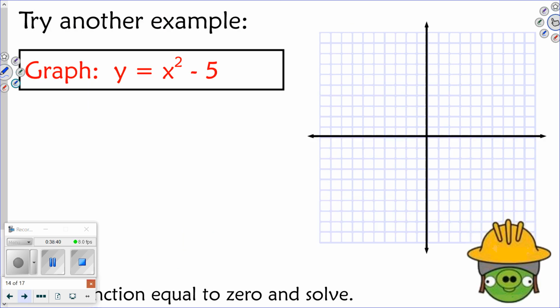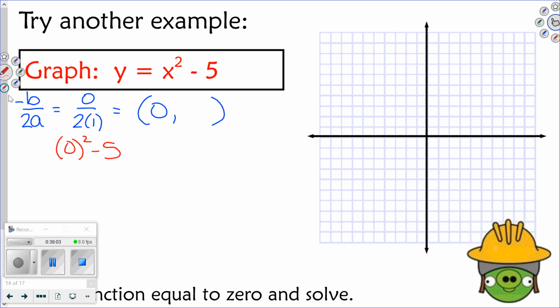So y equals x² - 5. Okay, so if I'm going to graph, -b over 2a. My b value is 0 over 2 times 1, which is just going to be 0. If I plug 0 back in, it's just -5. So there's your vertex, 0, -5. So then my axis of symmetry, or that fold line, is going to be right over top of my y-axis this time. What numbers are you plugging in to the table?